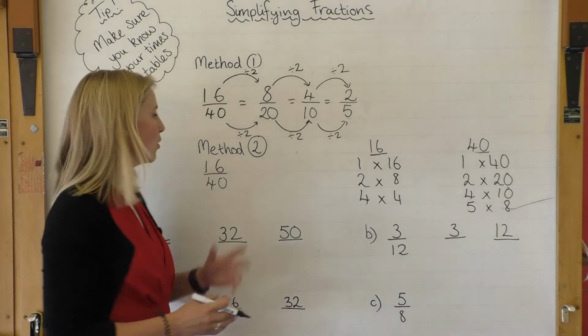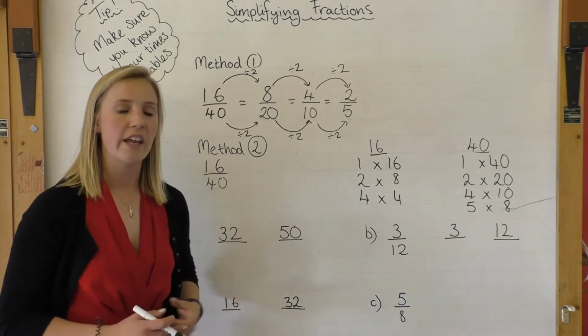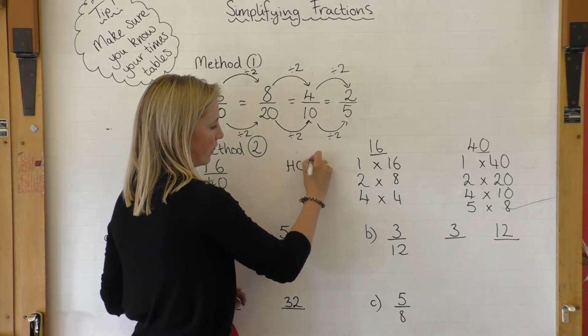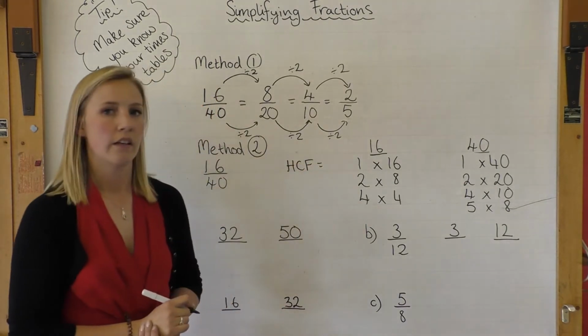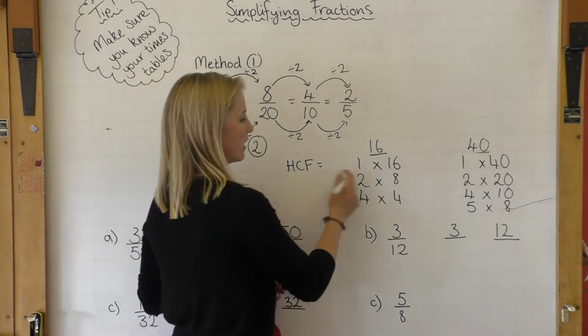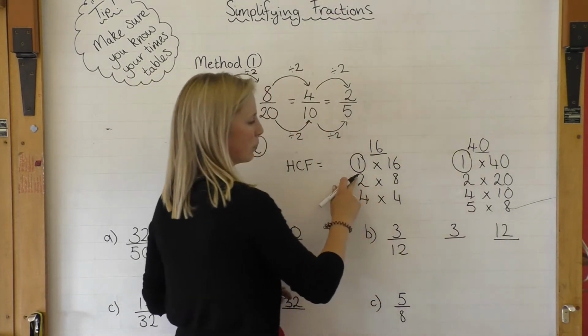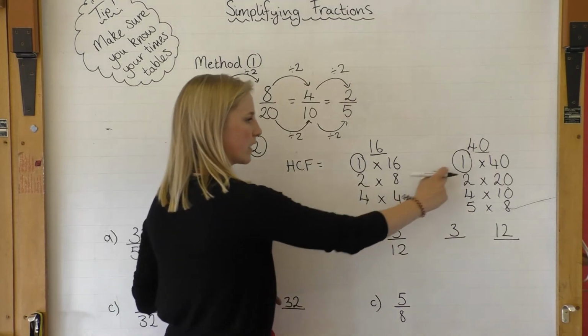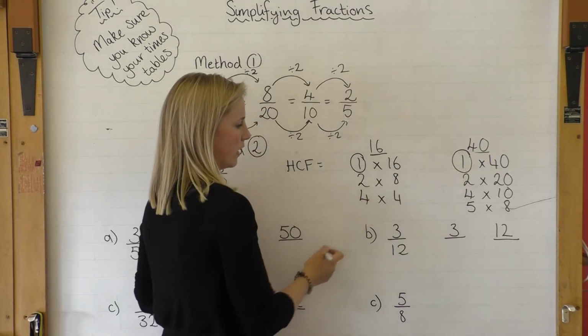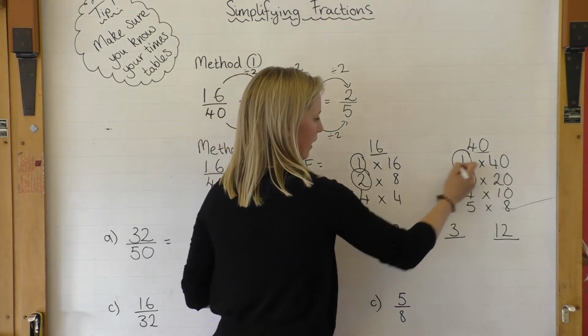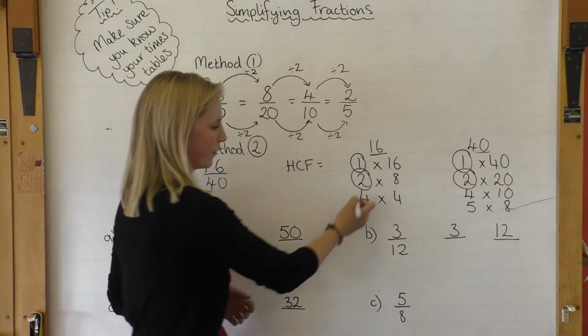However, we're still nowhere near simplifying. The next thing we have to do is find what's called the highest common factor. Now how I do that is I look through and I say, what are my common factors? Well, 1 is both a factor of 16 and a factor of 40. 2 is both a factor of 16 and a factor of 40.